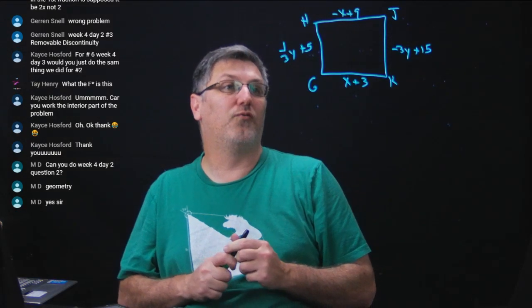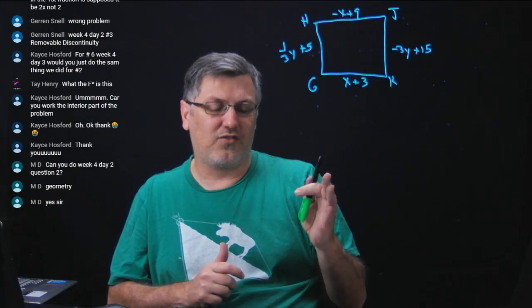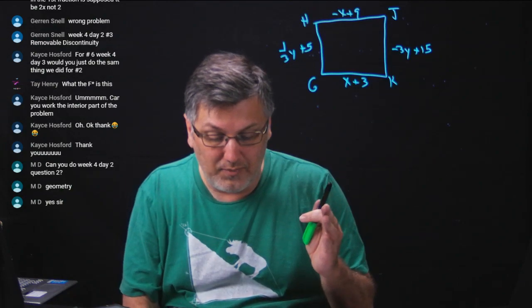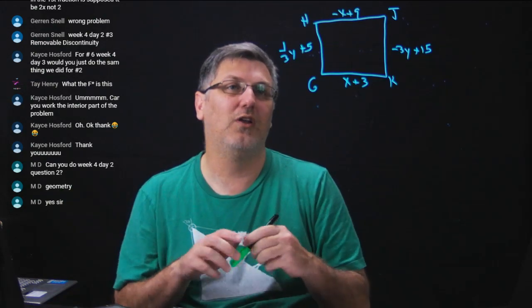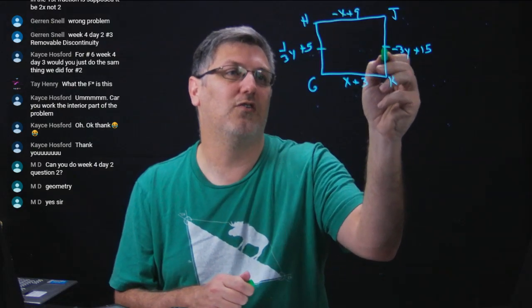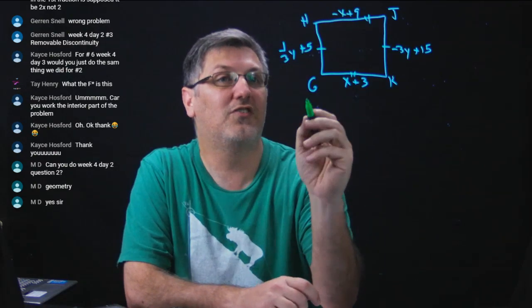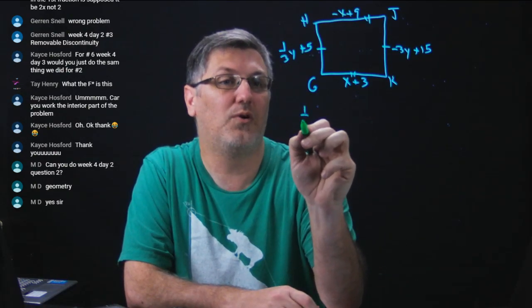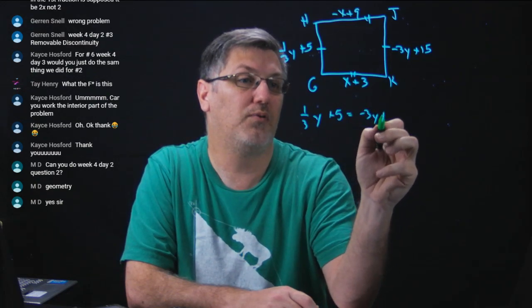All right, so first things first, let's set these. We want to know what value of x and y is going to make a quadrilateral a parallelogram. So if we remember back with parallelograms, we know that my opposite sides have to be congruent. So these sides and these sides here have to be the same length. So we just set these equal and solve. So I have 1/3 y plus 5 equals negative 3y plus 15.